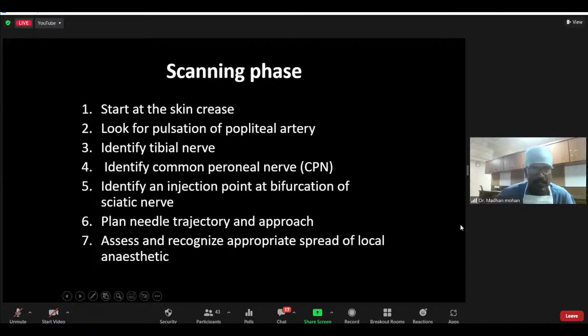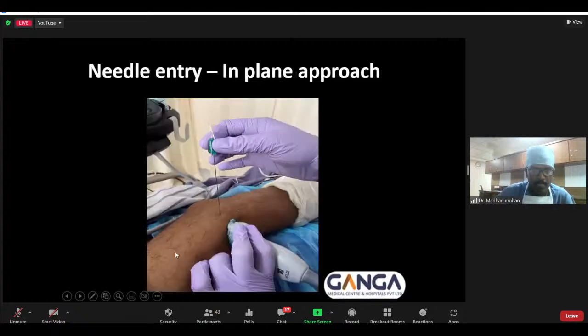Once again, just recalling the scanning phase. Start at the skin crease, look for pulsation of the popliteal artery, identify the tibial nerve, then identify the common peroneal nerve by sliding the probe a little lateral and proximal, and identify an injection point at the bifurcation of the sciatic nerve, plan needle trajectory and approach, and assess and recognize appropriate spread of local anesthetic.